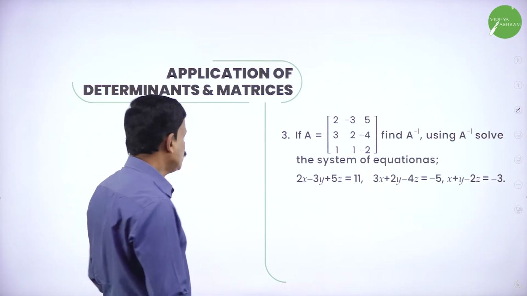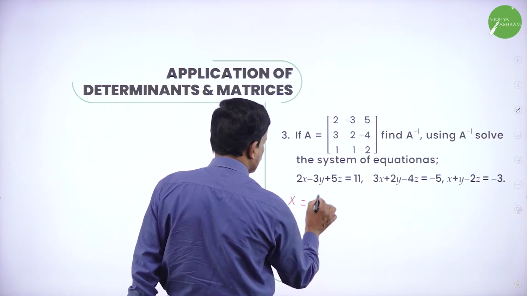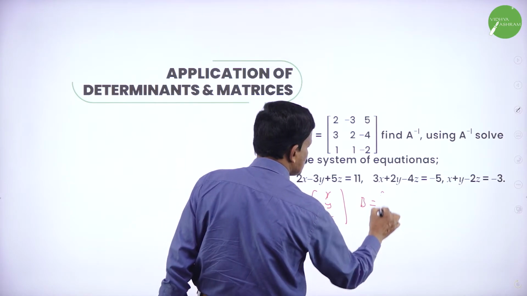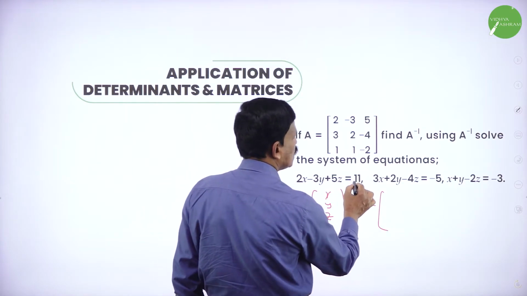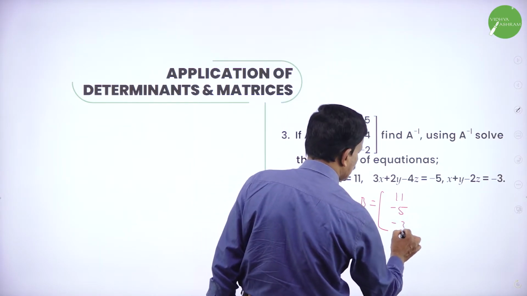That's all. So, this is A given. Already A is given. What is x then? X is equal to x, y, z. And what is B? B is nothing but the constant terms: 11, minus 5 and minus 3.